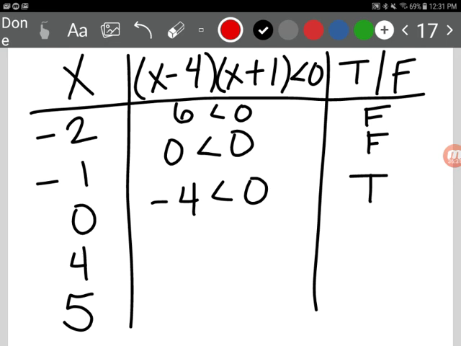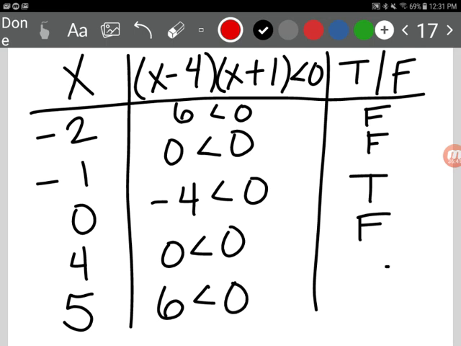Now plug in 4. When I plug in 4 for x, I get 0 less than 0. That is also a false statement. And then when I plug in 5, I get 6 less than 0, and that's also a false statement. So the only statement that was true is wherever x equals 0.